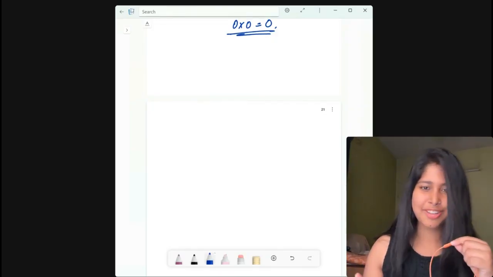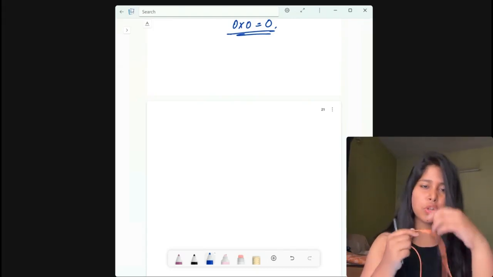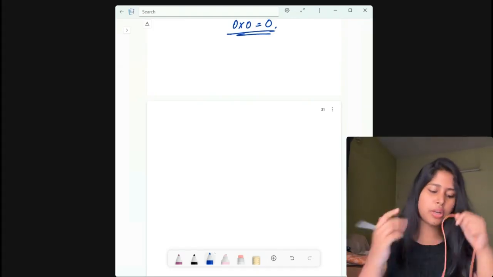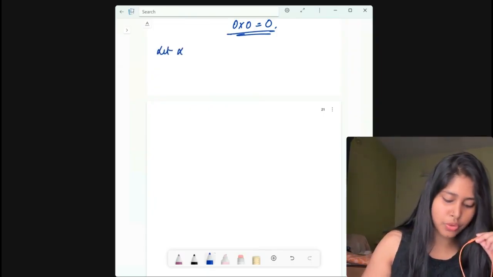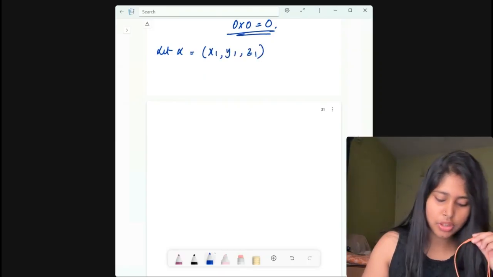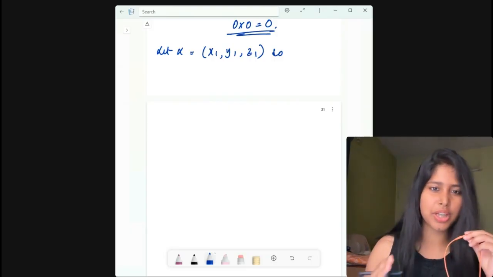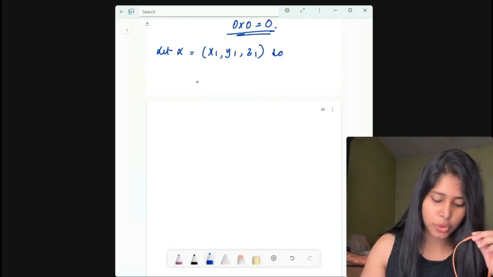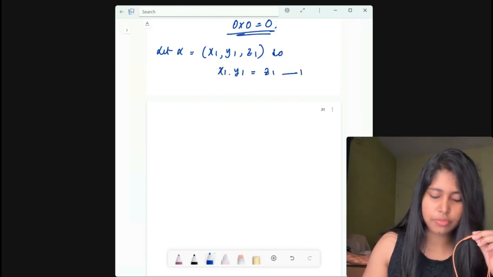So as I've written every time, you can understand how to write it, and I will even upload the notes, so you can copy it from there also, okay? Now I'm writing for the second condition, which is: let alpha equals x1, y1, z1. We are defining it the same way as it is given in the question, so x1 into y1 is equal to z1. This is the first condition.